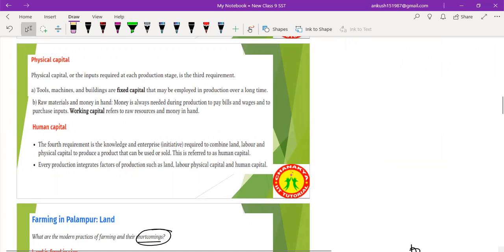Okay. Another thing that is involved in the production factor is physical capital. Now there are two types of capital, like working capital and fixed capital. Are you getting the point? Working capital and physical, fixed capital.